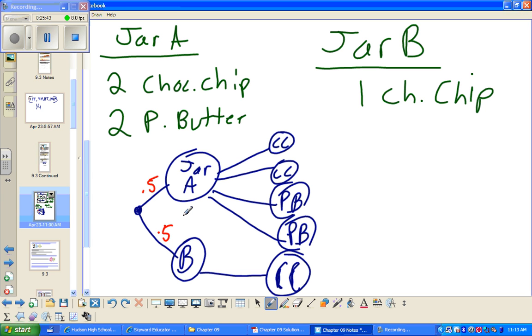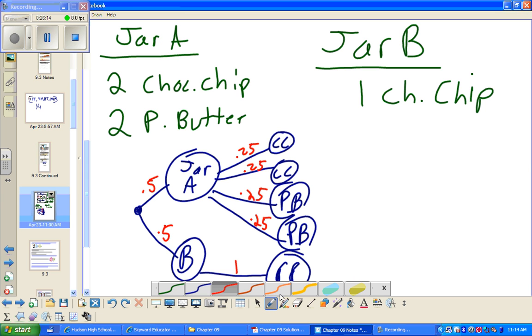Now from there, after you've picked which jar, if you picked jar A, you'd have a 0.25 chance of getting any one of the cookies that's in that jar. But if you pick jar B, well then you've got a 100% chance that you're going to get a chocolate chip cookie.